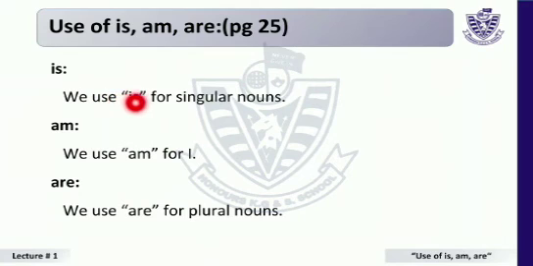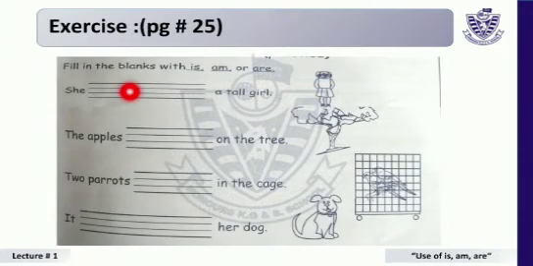We use is for singular nouns. We use am for I. We use are for plural nouns. Now let's start its exercise. Fill in the blanks with is, am or are. She dash a tall girl. We are talking about one girl, so we will write here is. She is a tall girl.